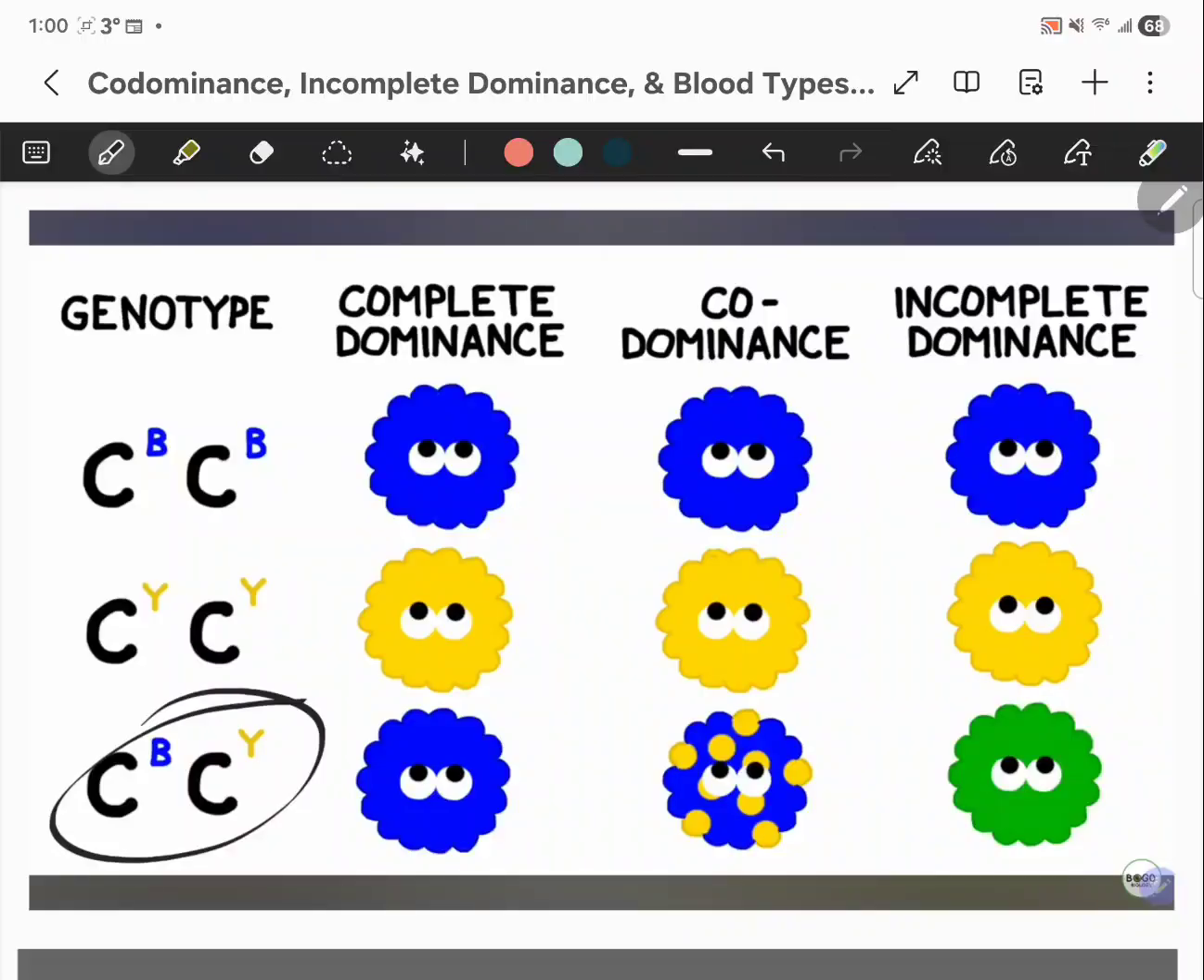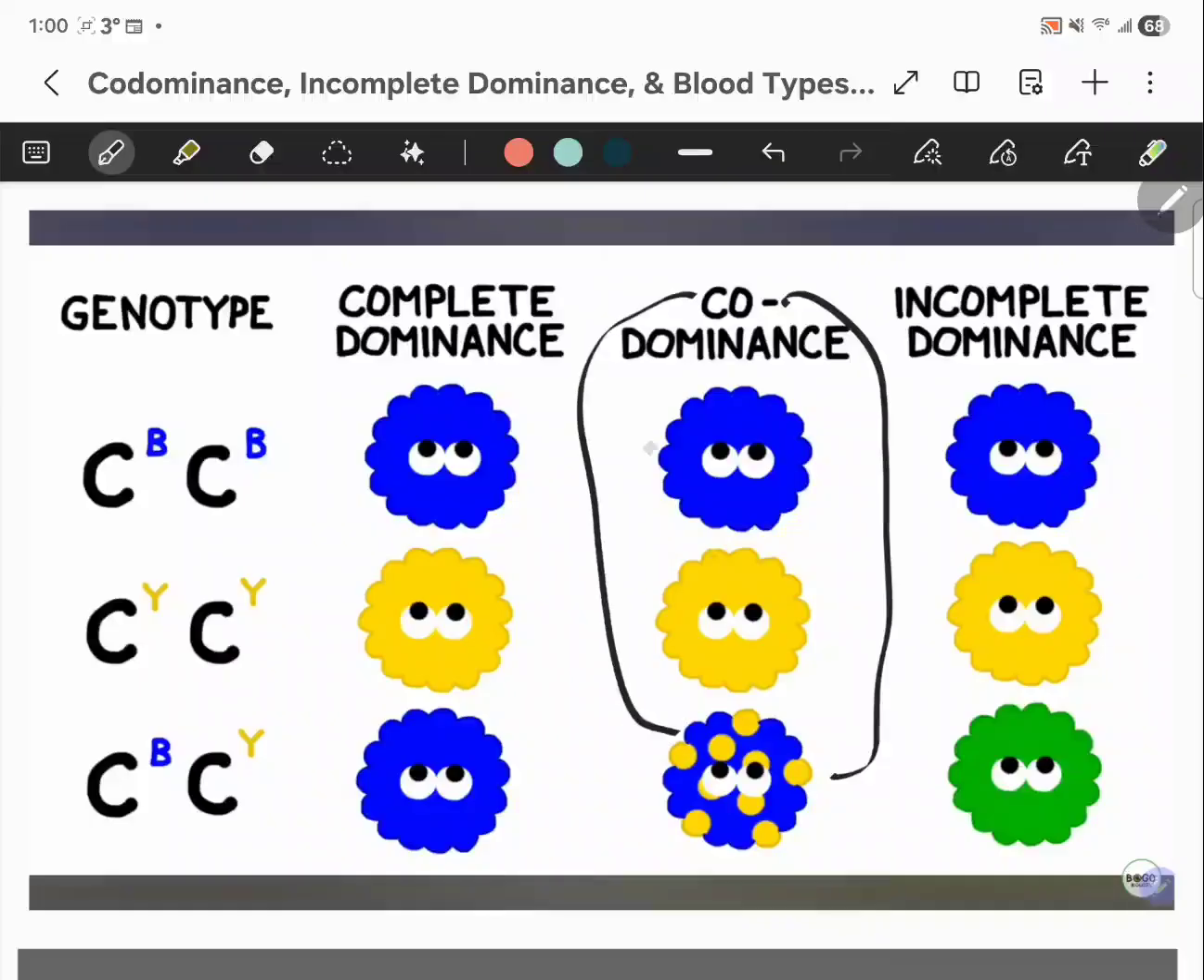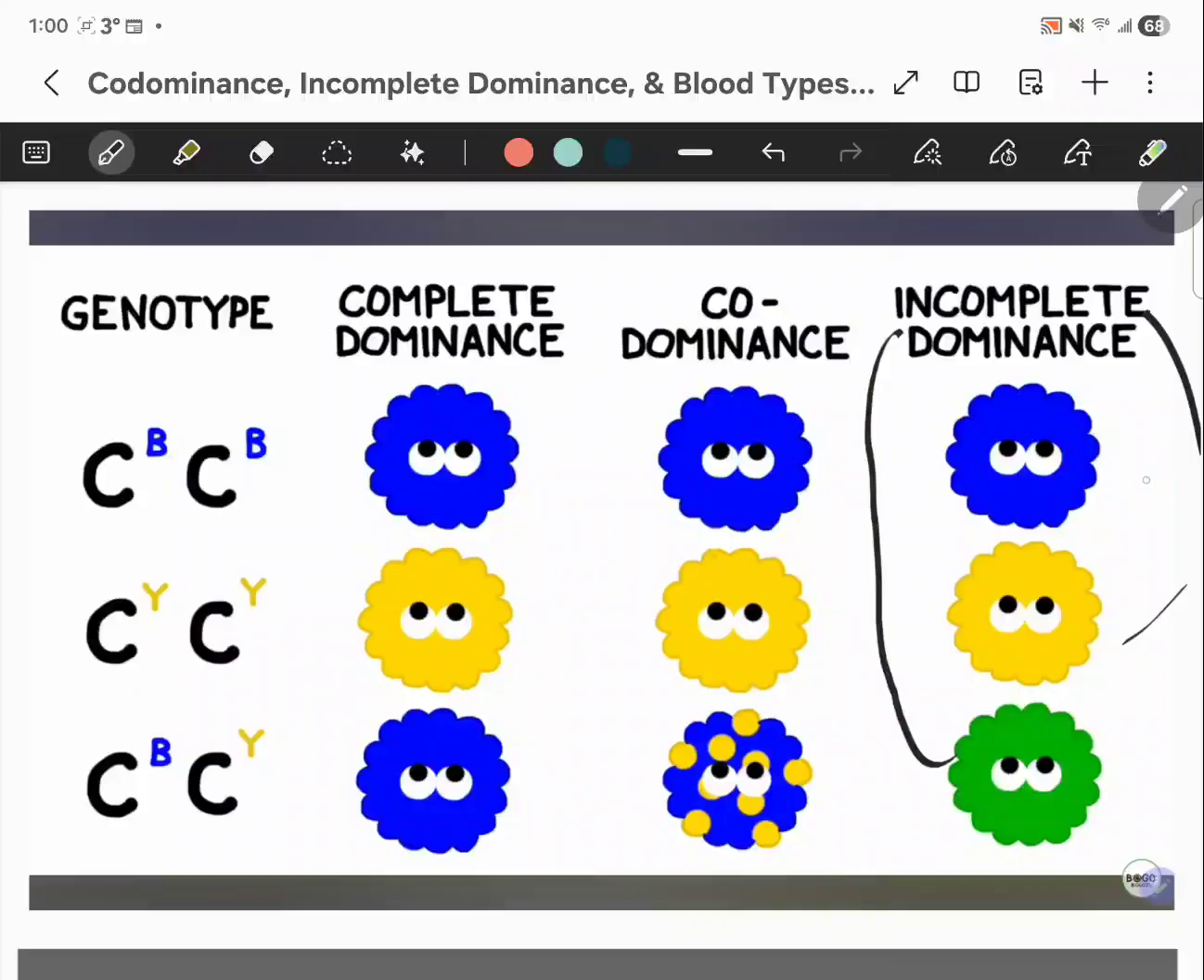We get this green color whenever we have incomplete dominance and have a heterozygous genotype. So that's how genetics gets a little more complicated when we have certain traits where one thing is completely dominant and so is another thing. Or if we have two traits that are incompletely dominant, where neither one is fully expressed and they end up mixing together to get a new color.